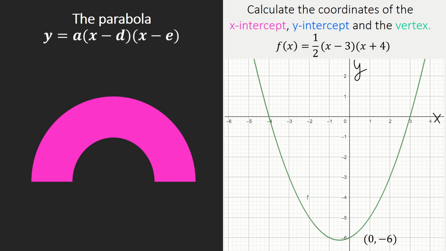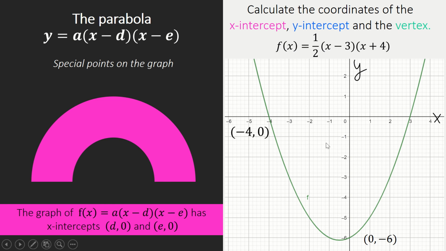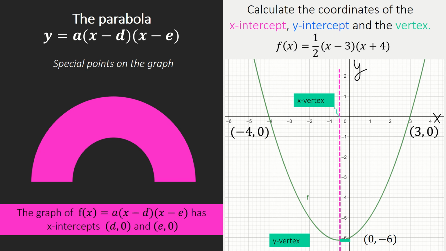Alright, but how about the vertex? That's something new. What we do know is that our x-intercepts were (minus 4, 0) and (3, 0). What we also know is that a parabola is symmetrical, so it has an axis of symmetry. The axis of symmetry goes through our vertex. That means that this point is exactly in the middle of (minus 4, 0) and (3, 0), which is our x-vertex. A vertex is a coordinate, so we also want to know what the y-vertex is. As you can see, it's not the same as the (0, minus 6), because that was our y-intercept.